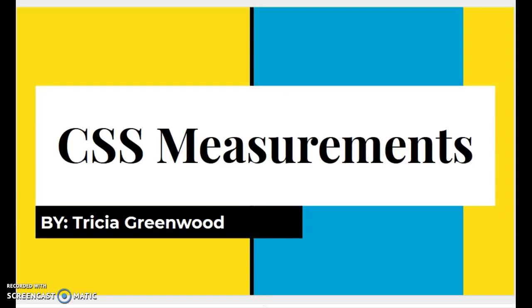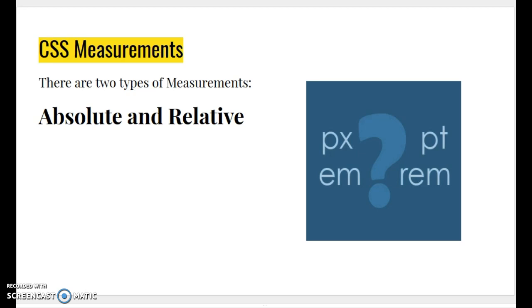CSS Measurements by Trisha Greenwood. There are two types of measurements, absolute and relative.